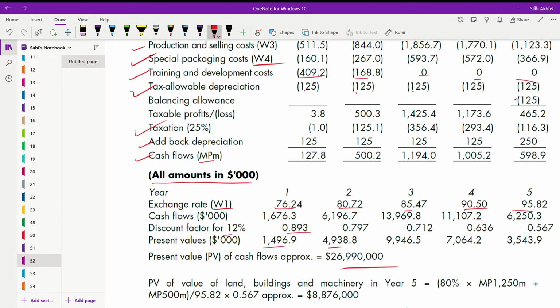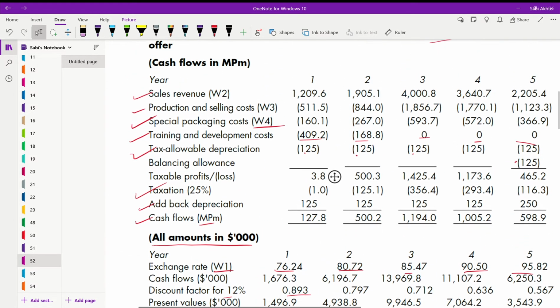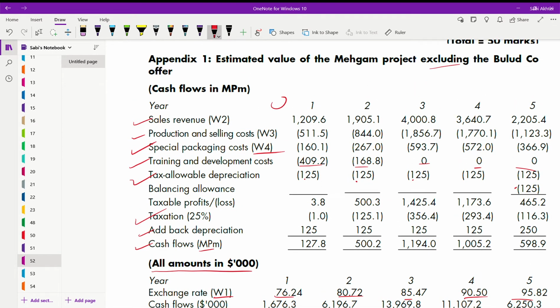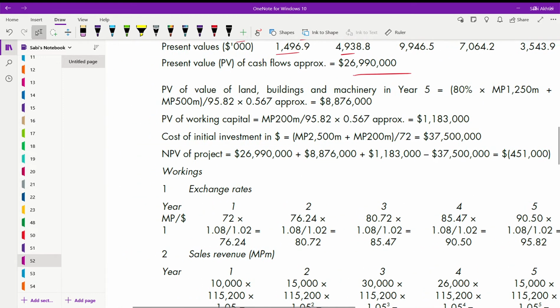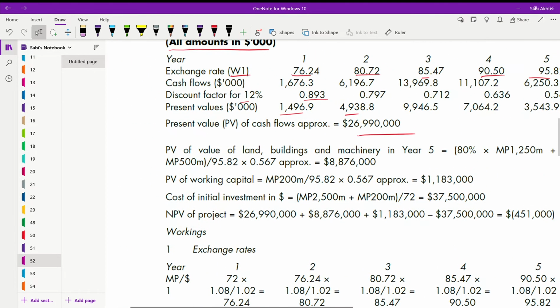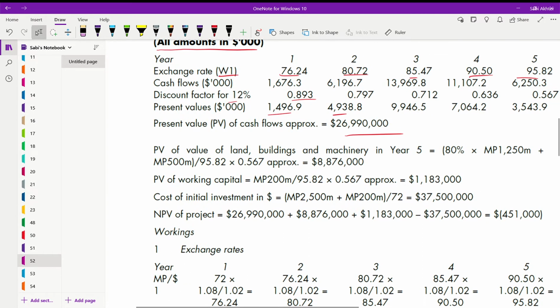Next, if you see, there is no year zero here, right? How come? No tax, because all this cost and sales is in one currency, and this is in a different currency. Land and building, right? So here they have shown it separately.